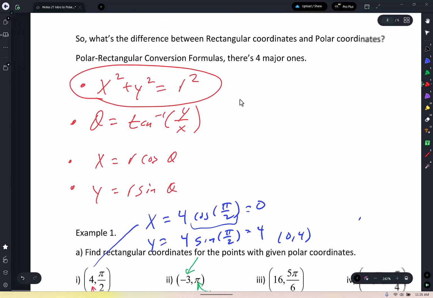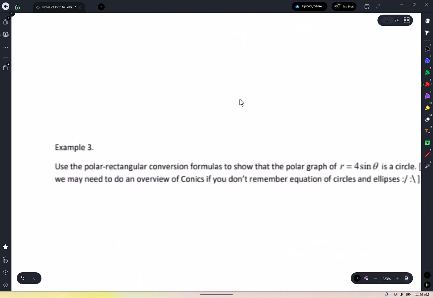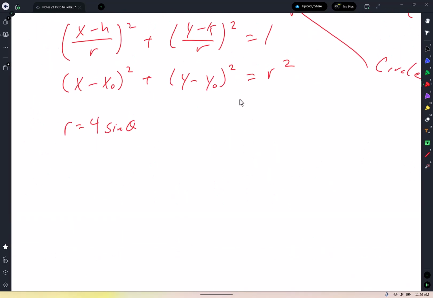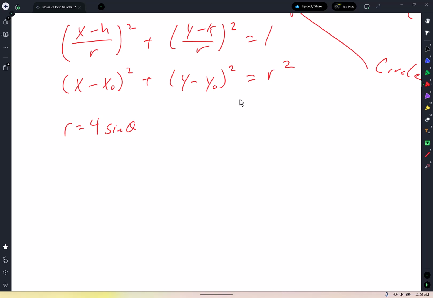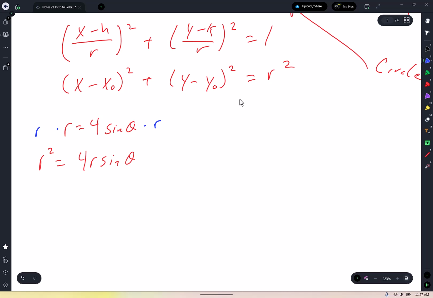So maybe if I use that first one, and what you're probably saying to yourself is, well, I don't have an r squared, but I can get an r squared if I multiply this by r, and whatever you do to one side, you do to the other. So now I'll have r squared equals 4r sine theta. Side note, x squared plus y squared equals r squared.